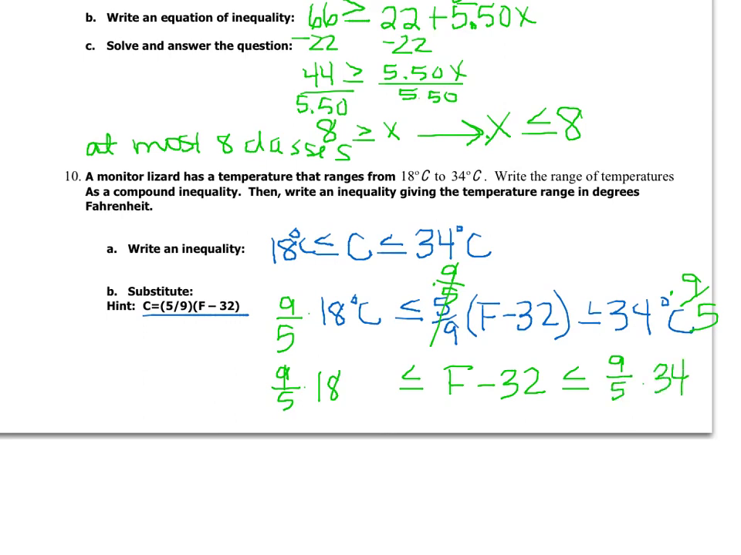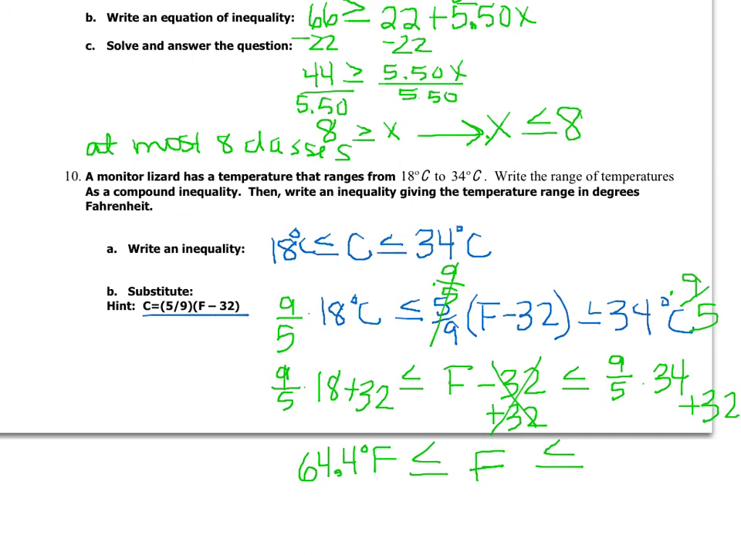I need to get this F alone, so I'm going to add 32 to all the parts, to make that cancel. I did not multiply or divide by a negative, so my signs stay exactly the same. If you reduce 9/5 times 18 plus 32, you'll get 64.4, and we converted it to Fahrenheit, so this is degrees Fahrenheit. And over here, we're going to have 93.2 degrees Fahrenheit. So this is a good example of where we would actually use inequalities.